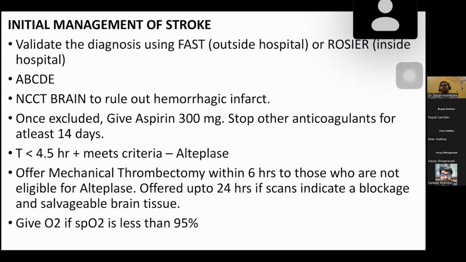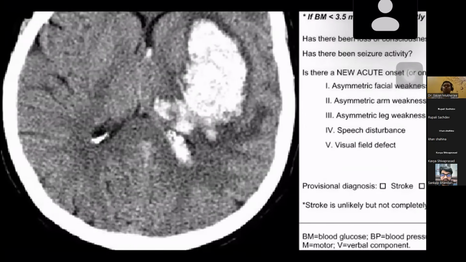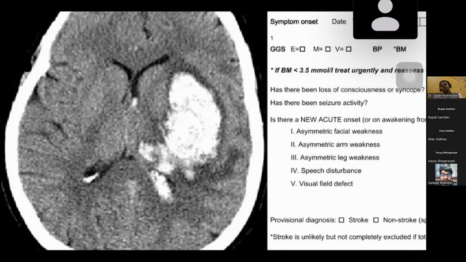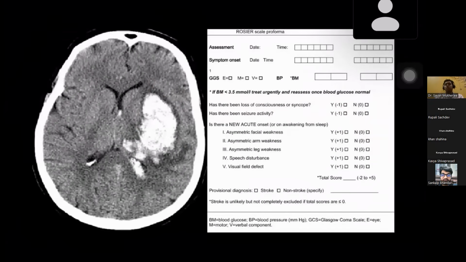So you have done FAST, you've done ROSIER, and you've done ABCDE. The next thing you should do is get an NCCT brain. This is a very important test to do. It differentiates ischemic and hemorrhagic infarcts. The hemorrhagic infarct will show up as a white patch on the CT scan, which is hyperdense and surrounded by a hypodense area, which is an edema basically. This is a big bleed in the area of the internal capsule, and it's got a lot of edema surrounding it. The classical sign of hemorrhagic infarct.